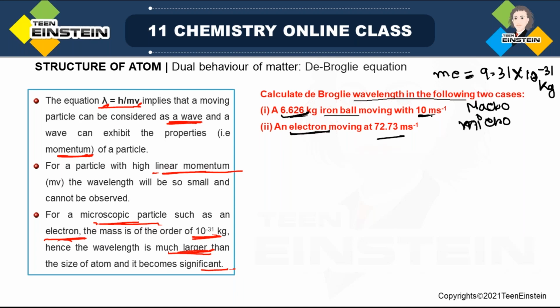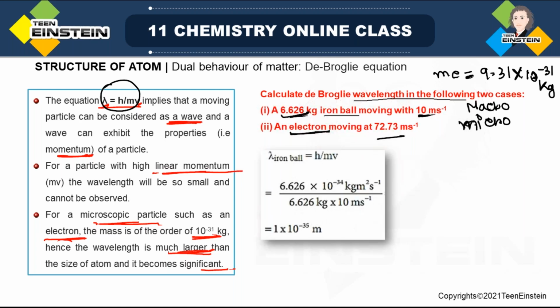So we have to calculate the lambda value by applying this equation, lambda is equal to h by mv. So for the first one, that is for the iron ball, lambda iron ball is h by mv. Now the h value is fixed, 6.626 times 10 to the power minus 34. You can use this unit, or simply you can write joule second, that is also fine. And in the denominator, this is the mass we will put in kg unit, because we are using the SI system. And velocity is 10 meter per second. So you don't have to change any value, everything is fine.